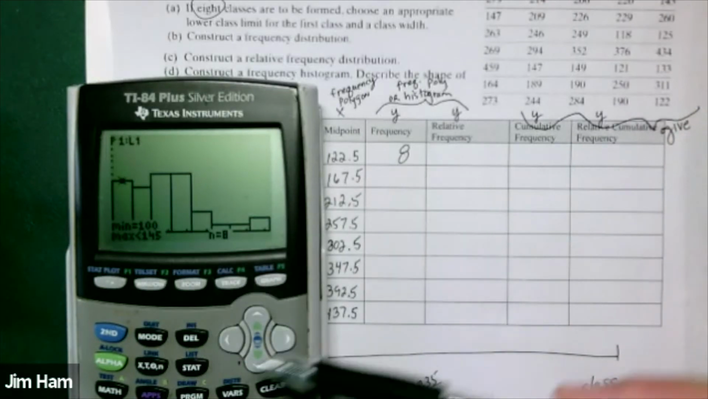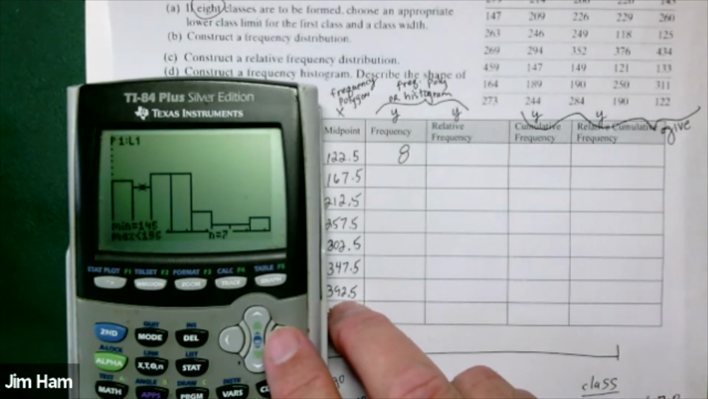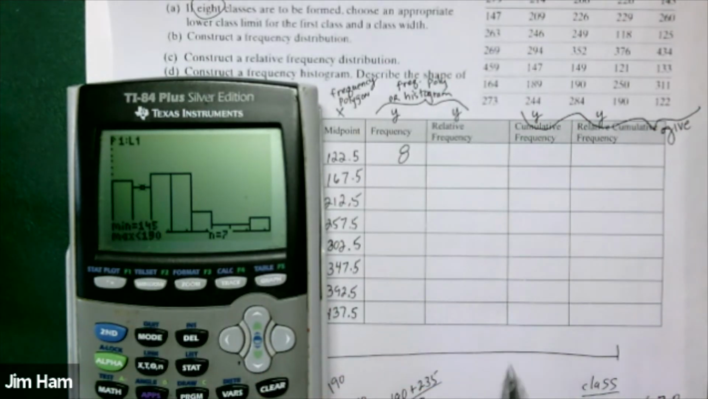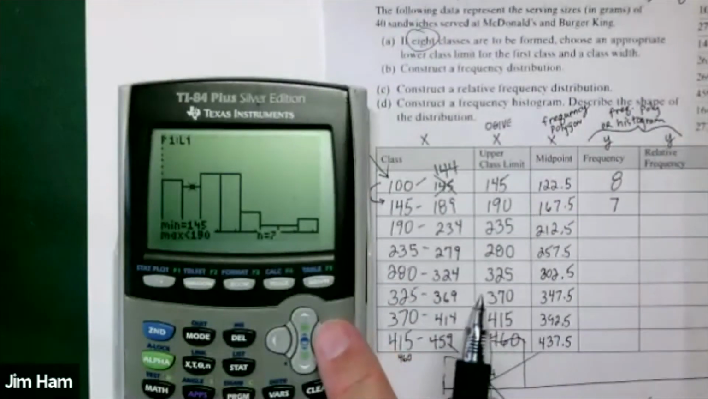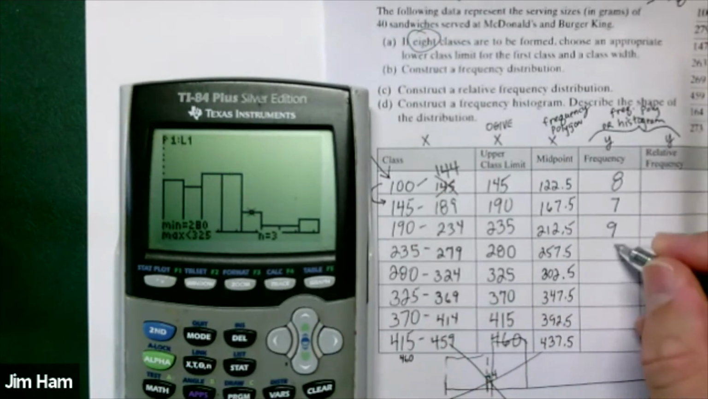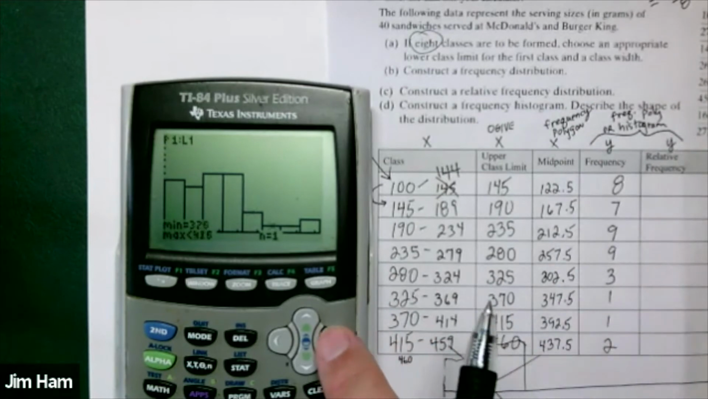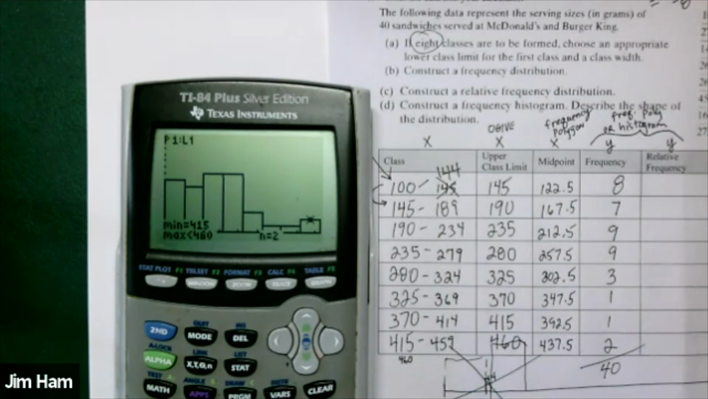Then if you move your arrow keys, the right arrow in particular, you will go to the top of all the other bars. So the second bar that ranges from 145 to 190 has a frequency of 7. And then 9, 9, 3, 9, 9, 3, 1, 1, and 2. And you've got them all. And you can check to make sure that those frequencies add up to our 40 sandwiches. So it's really the frequency.